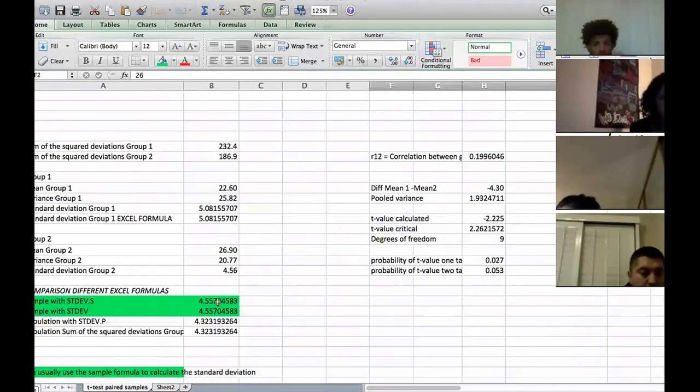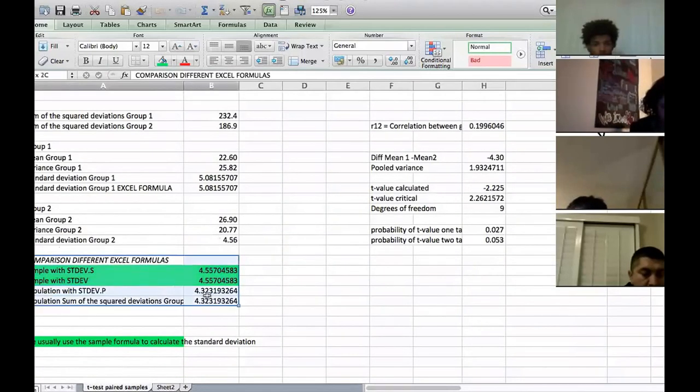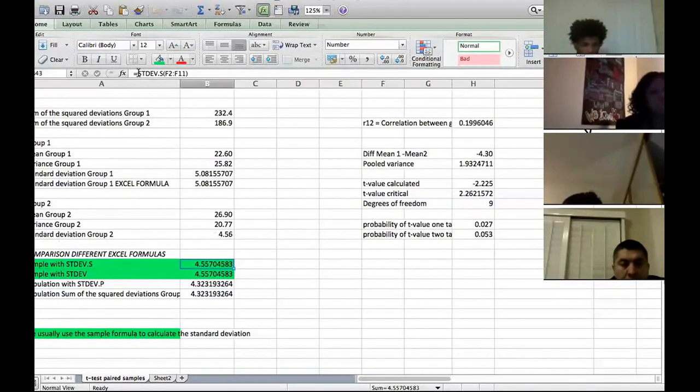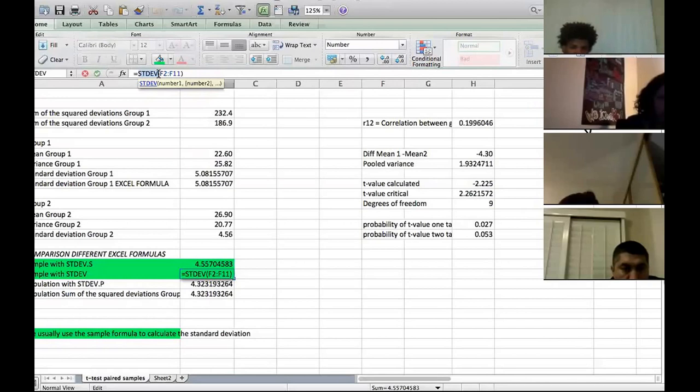Now here I did a little calculation and showed you the different SPSS and Excel formulas. Here we're using the STDEV.S formula to calculate the standard deviation. This is the one that we want. That's the sample standard deviation. Now, if you only hit STDEV, this one here, you get the same result. So by default, if you want the standard deviation from SPSS, it will use the statistics formula.